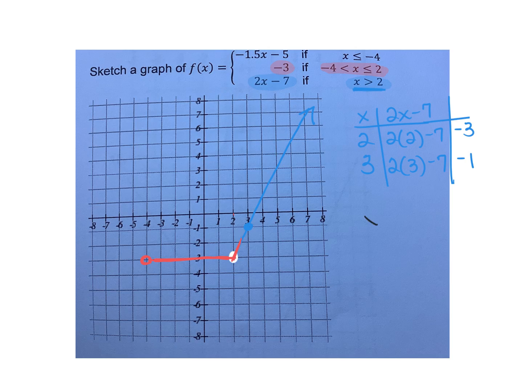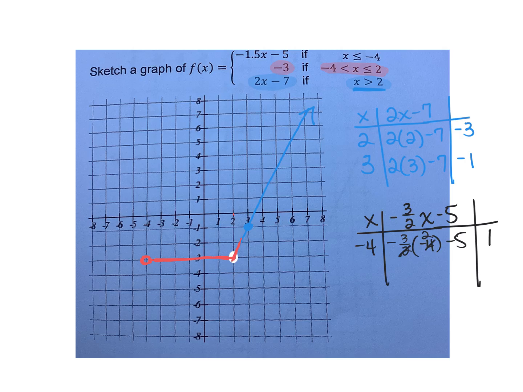So I have x is less than or equal to -4. So I'm going to plug a -4 in here. I have -3/2, or -1.5, x minus 5. So as I'm doing this, I've got negative 3/2 times negative 4, and then I'm going to subtract 5 from it. Negative times a negative is going to make it a positive. 2 goes into 4 twice. So I have 6 minus 5. That's going to give me a 1. So I go negative 4, positive 1. And I know that that is a closed circle.